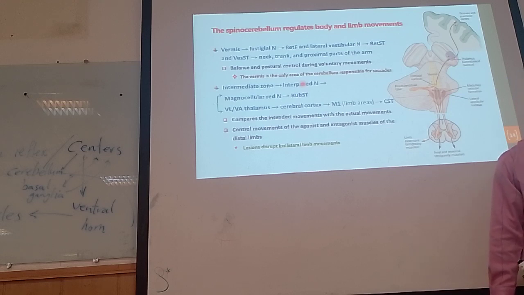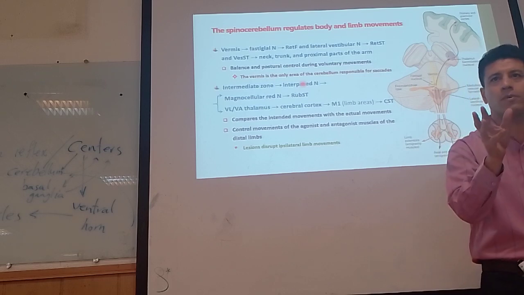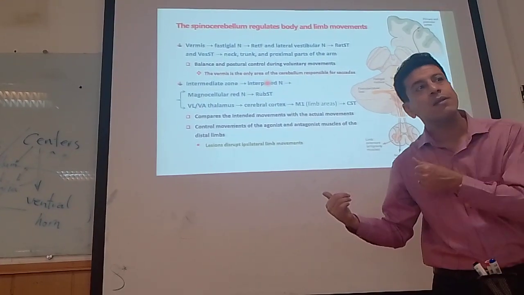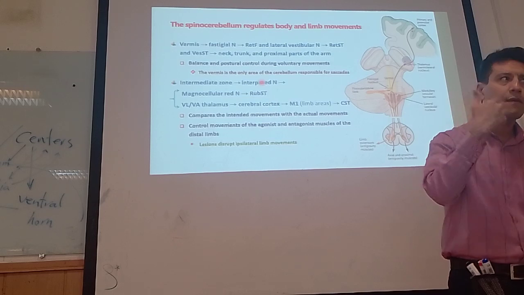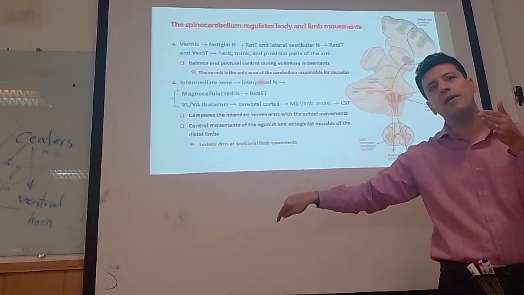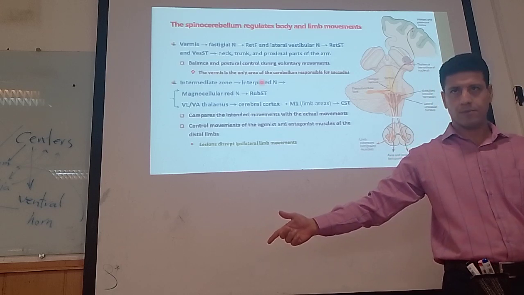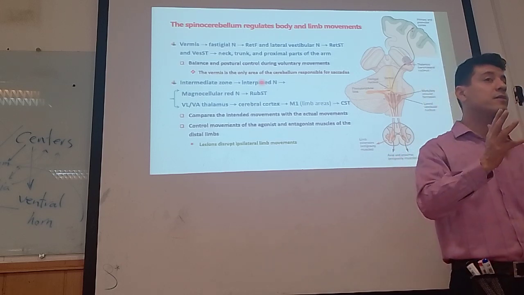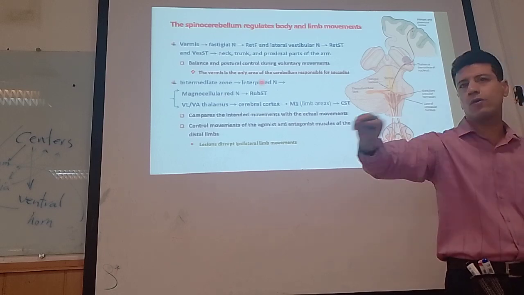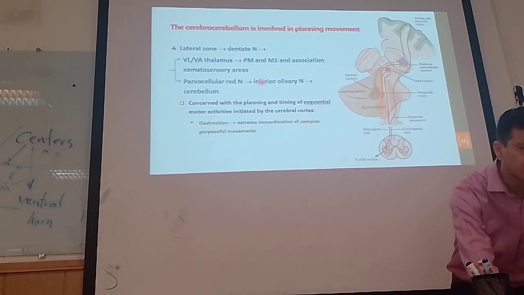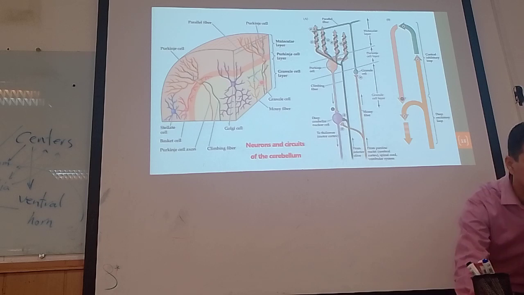Flocculonodular lobe. Okay? We don't have any nucleus for the flocculonodular lobe. The nucleus is the vestibular nucleus. Connection is between the cerebellum directly to the vestibular. Okay? For all other parts, neurons first go to the deep cerebellar nuclei, then from here they go out of the cerebellum. So, let's get back to this slide.